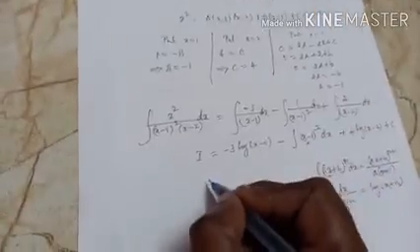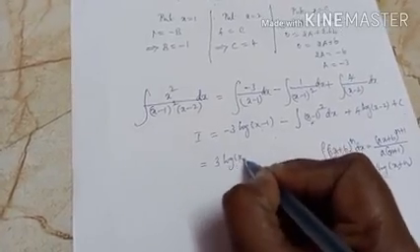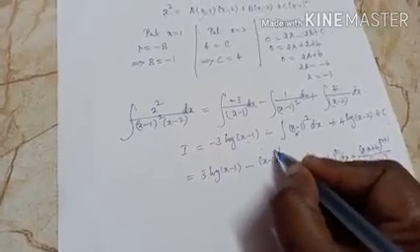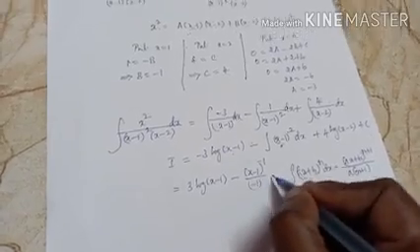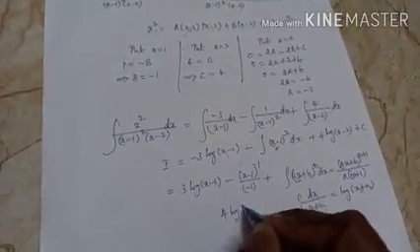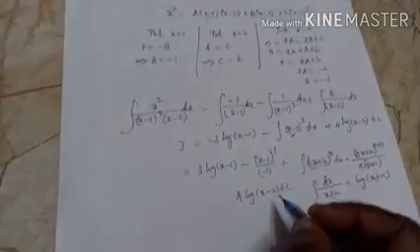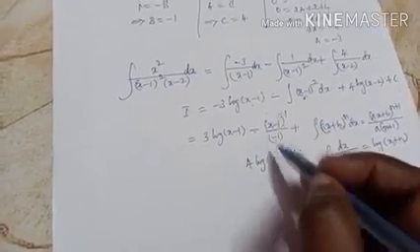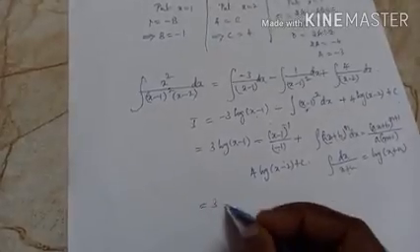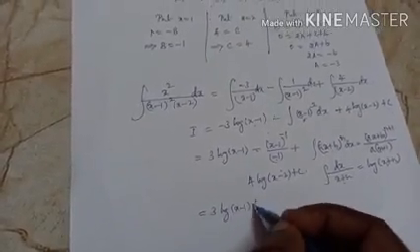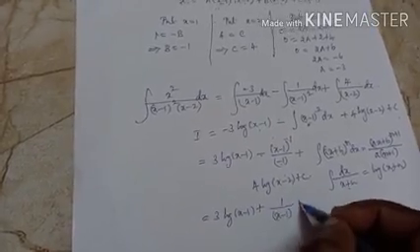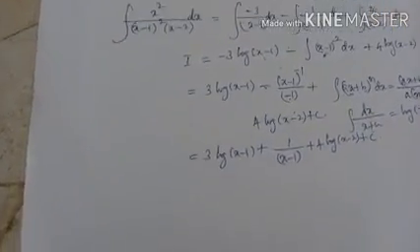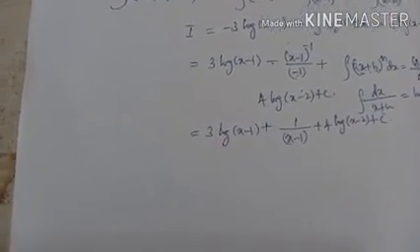Let us do the last step. Minus 3 into log of x minus 1. It is x minus 1 whole power minus 2 plus 1, by minus 2 plus 1. 4 into log of x minus 2 plus c. This minus into minus is plus. Power minus 1 will be positive when it comes down. So 3 into log of x minus 1 plus 1 by x minus 1 plus 4 into log of x minus 2 plus c, which is the answer. Okay, this is the answer.